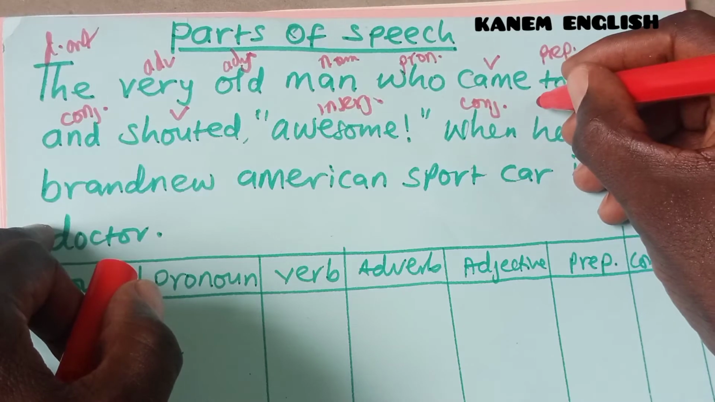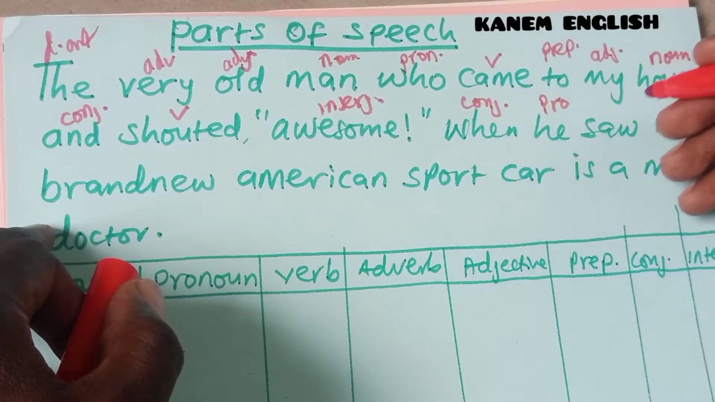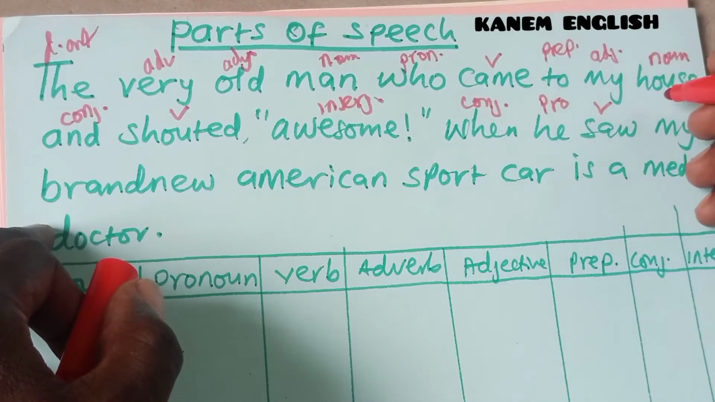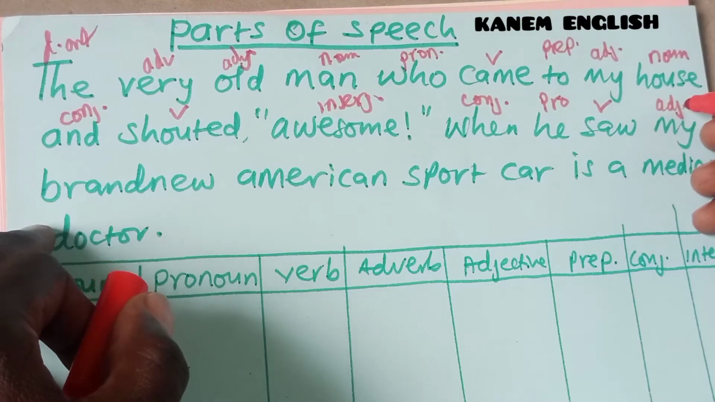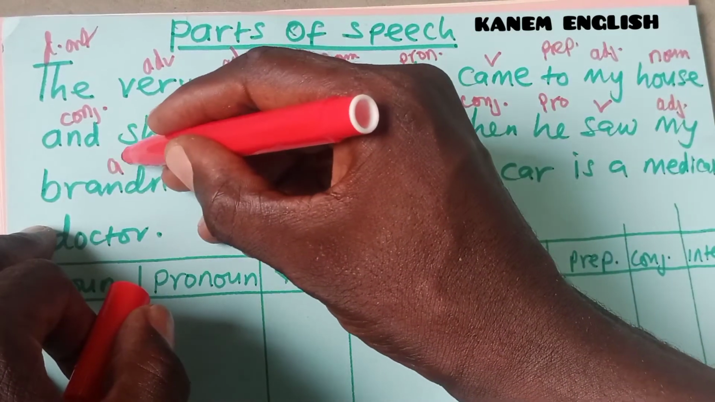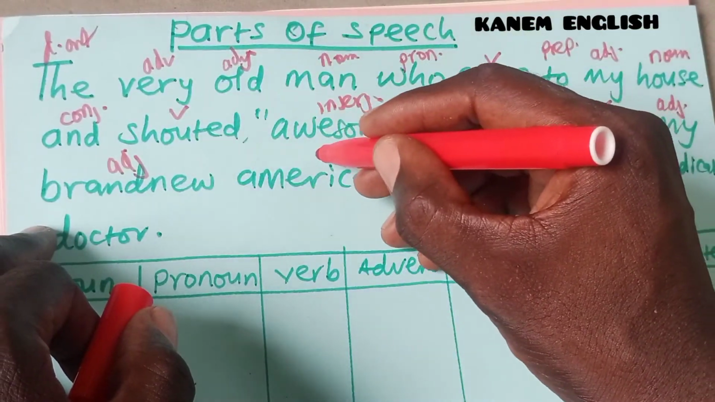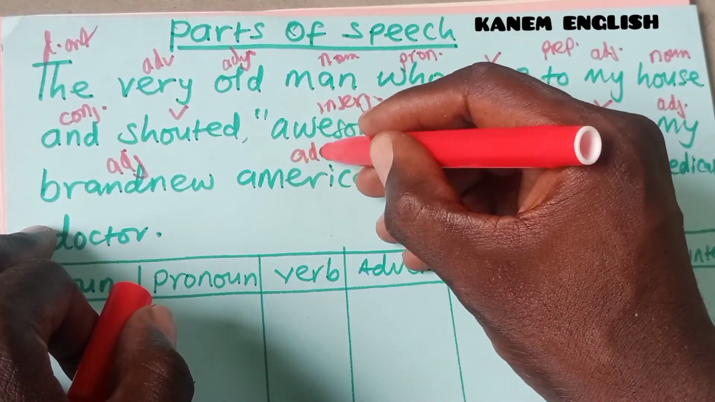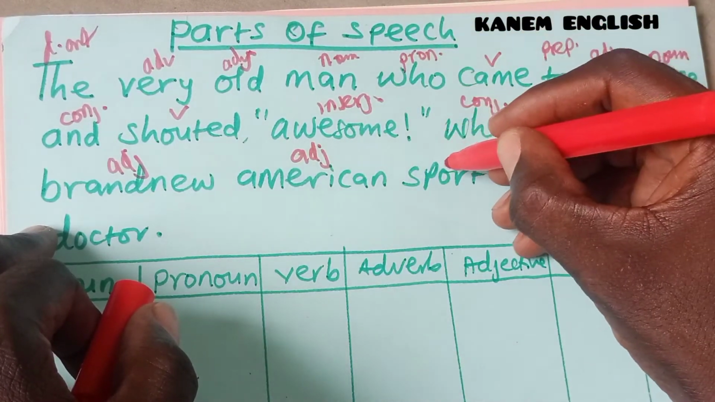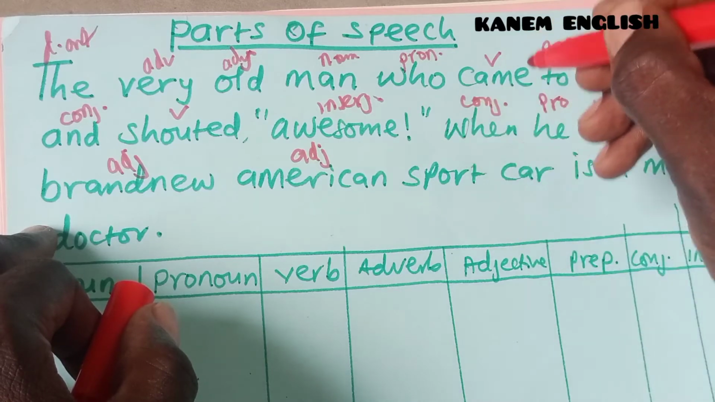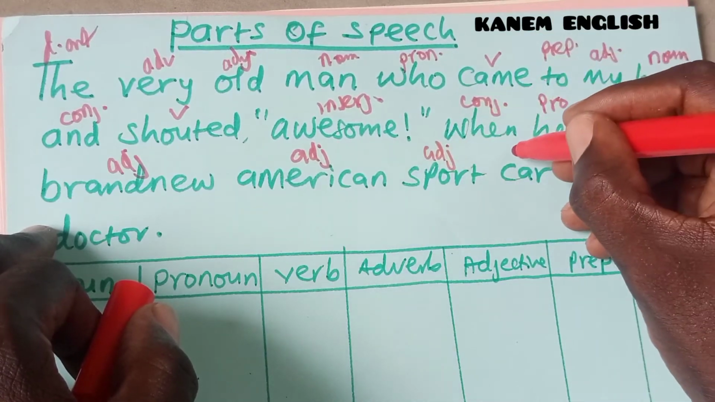Then we have the personal pronoun, that is pronoun. This one is personal pronoun he. Then we have saw, which is verb. And then we also have my, the possessive adjective. Then we have brand new, which is also an adjective. Then we also have American, which is adjective again, but this one is proper adjective, because it is a noun that we change to an adjective. And also sport, which is also an adjective. Then we have car, which is noun.